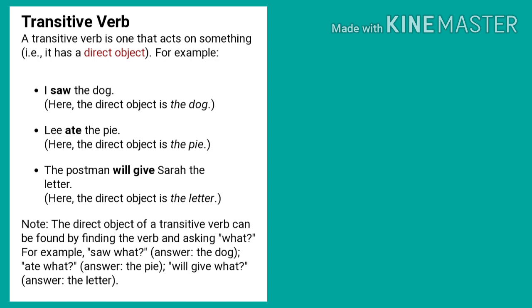You can easily notice we have two objects here, Sarah and the letter. We can consider the direct object. The postman will give Sarah the letter. Here the direct object is the letter. Thus we can assume that in these three examples, transitive verbs are used because these verbs have a direct object.